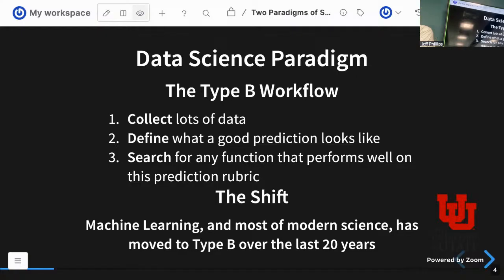So the workflow of how this would work typically, right? This lecture will be mostly about this type B of science. You would first collect lots of data. And this changed around the year 2000. That's when Google started becoming a popular search engine. And one of their goals was to organize the world's information.